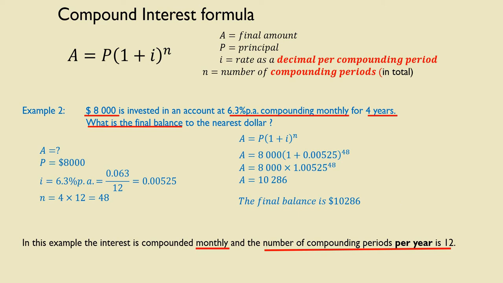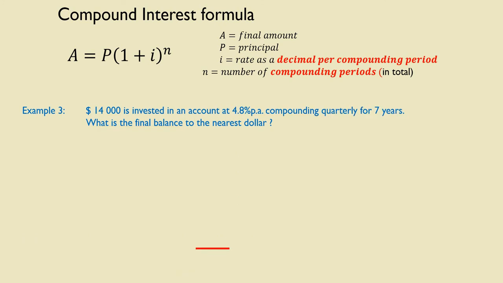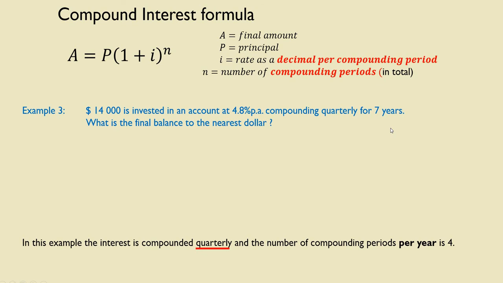Let's have a look at another example. In this example, we've got $14,000, 4.8% per annum, and compounding quarterly. Now, as soon as you see this word compounding, you know you're going to be using our compound interest formula, for 7 years. So it's compounding quarterly, which means the number of compounding periods each year is 4.